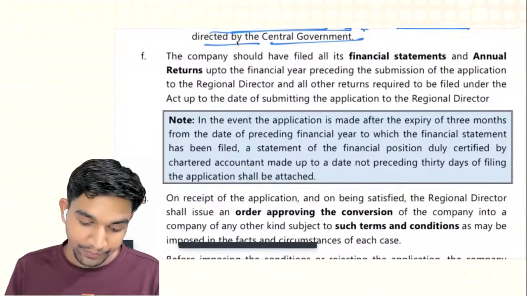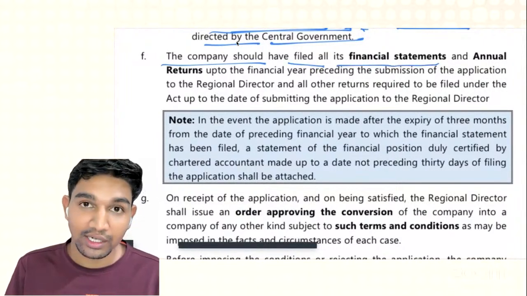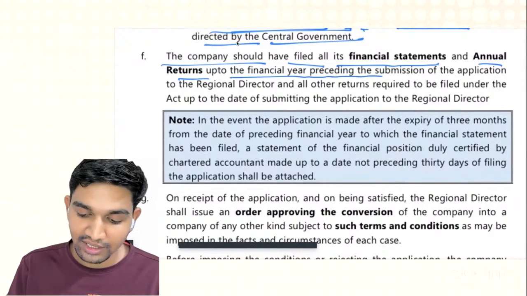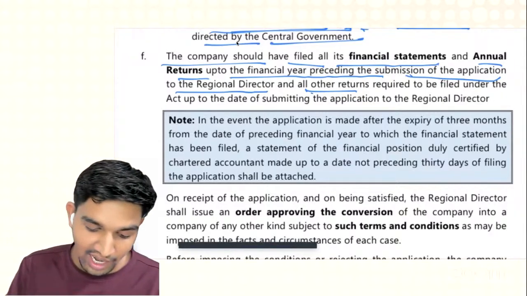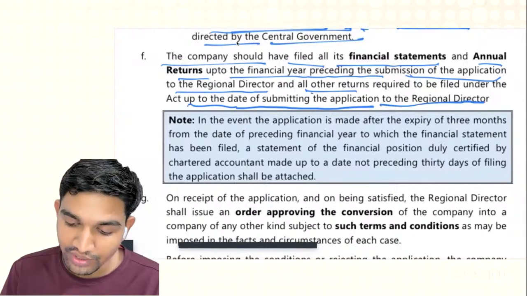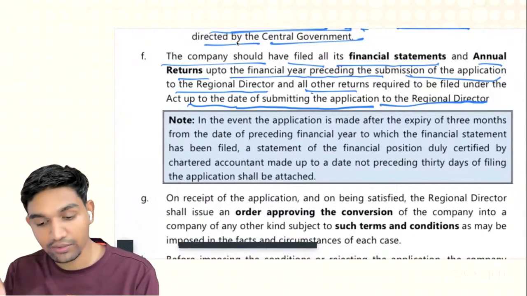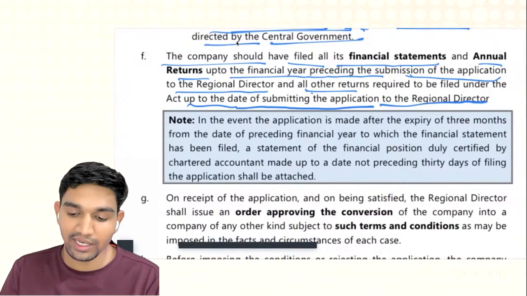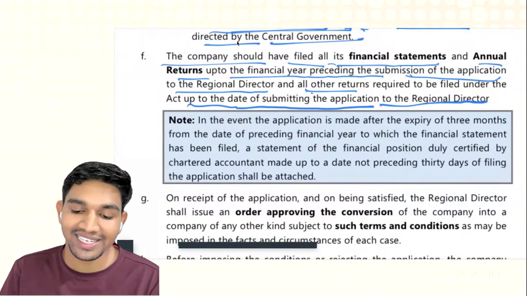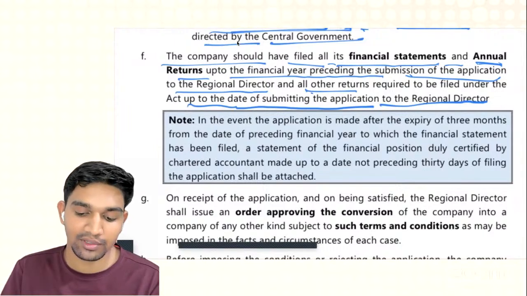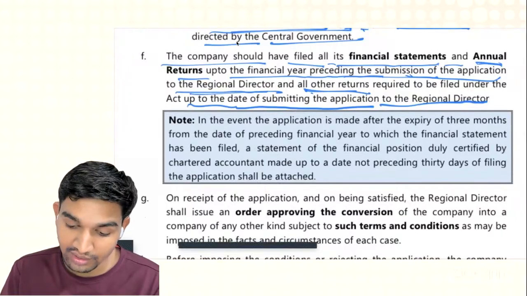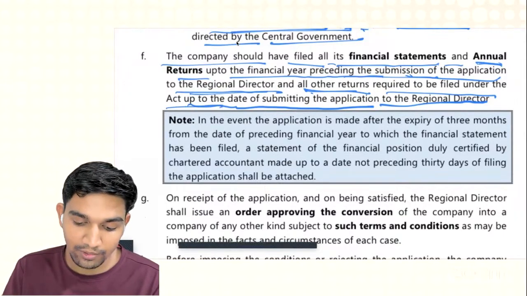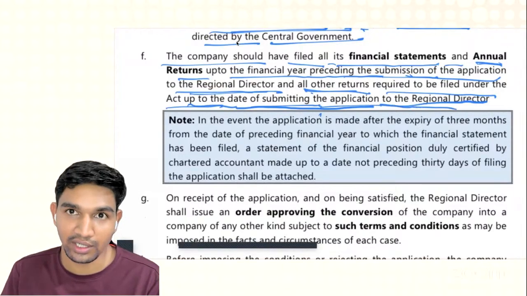Now, on the website of the company, if any, and as may be notified or directed by the central government. Now, the company should have filed all its financial statements and annual returns up to the financial year preceding the submission of the application to the regional director, and all other returns required to be filed under the Act up to the date of submitting the application to the regional director.